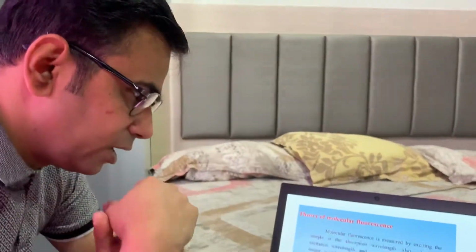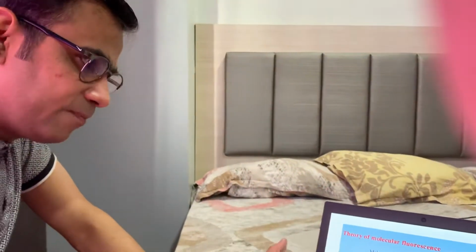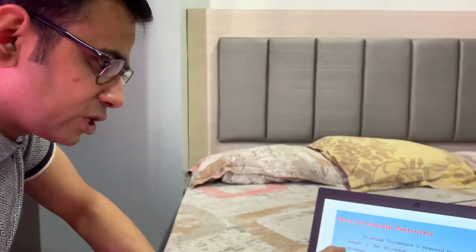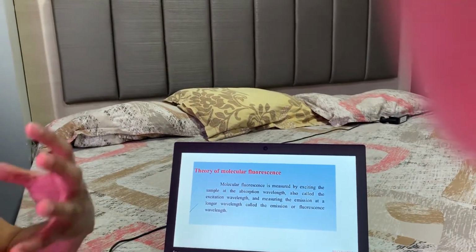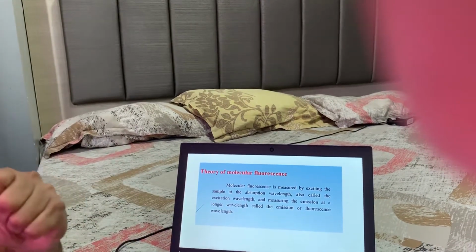And this normally we use in the case of molecular fluorescence. As I told you before, it is simply the measurement of excitation wavelength and measuring the emission at a longer wavelength, which is basically the theory of molecular fluorescence. It means in the beginning the wavelength is lower because it has a high energy. When it returns back to the ground state, it has a lower energy and the wavelength is higher. So this difference is normally what we measure in molecular fluorescence.